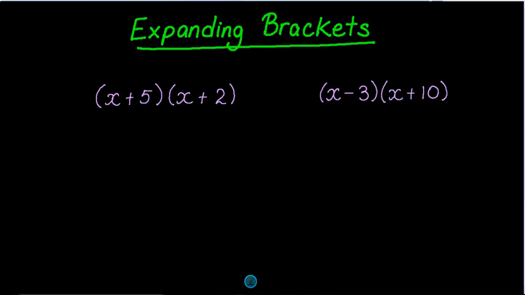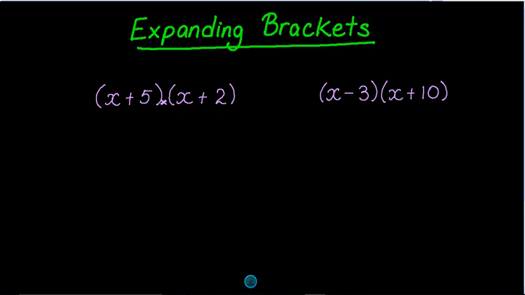So we need to expand these brackets. It's called binomial expansion. It's got a lot of applications in higher level maths, but it's also good to help you with your basic number skills. So here we have two brackets. There's nothing in between, so we know that there's this times here.